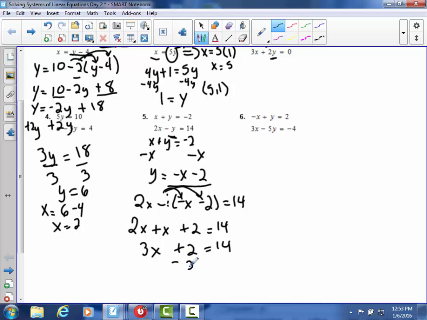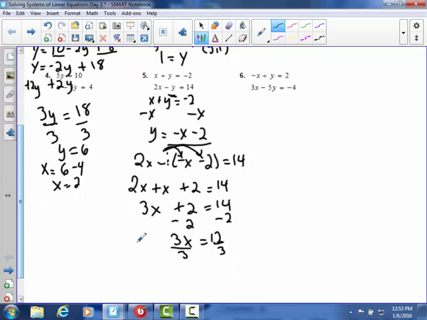Then I would subtract the 2 from both sides of the equation, and I have 3x equals 12. Then I would divide by 3, and I know that x equals 4.